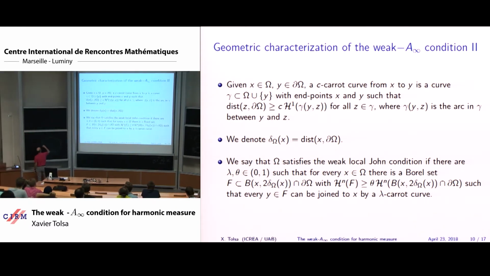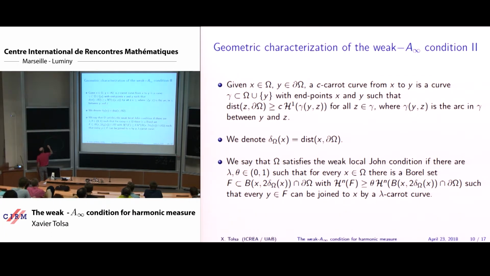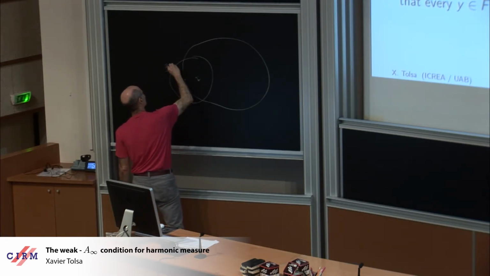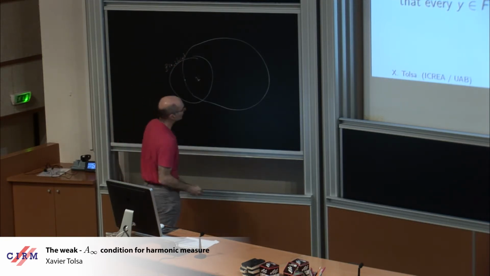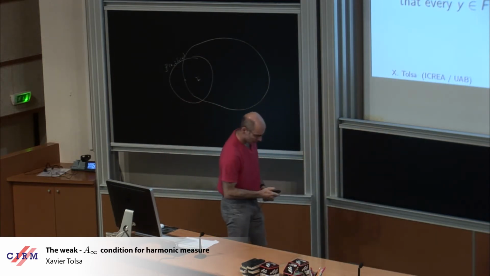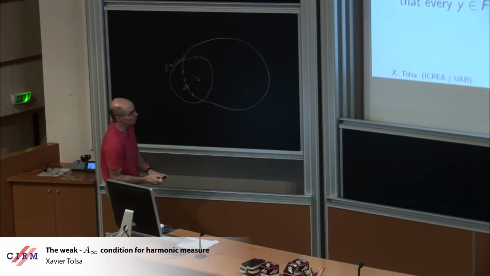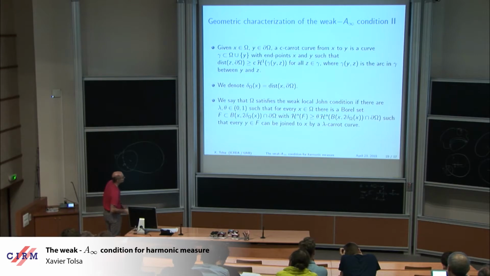So we have a point such as this one, and then we consider our ball centered... oops, this ball should be B(x, δ) in Ω. So we ask that inside this ball there exists some set F that is not too small, because it must have Hausdorff measure comparable to the Hausdorff measure of the ball.